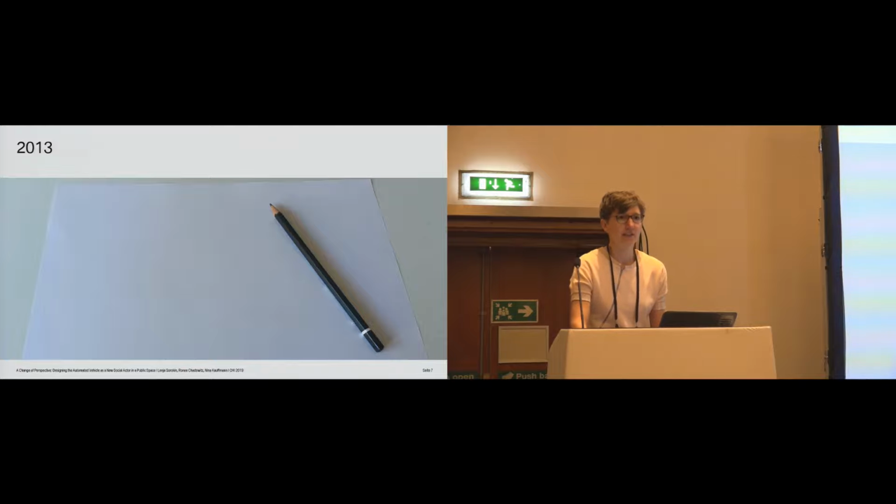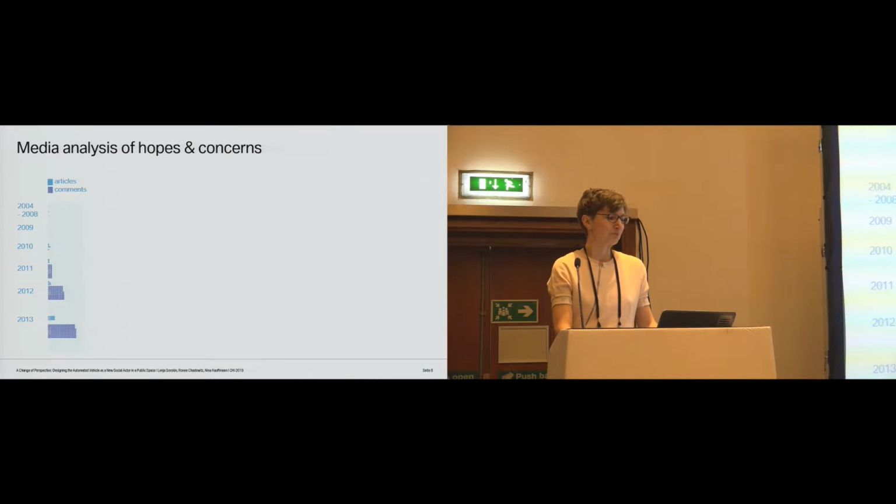In 2013, when we started eliciting user requirements, there were no users to ask because there were simply no automated vehicles on the road yet. So instead of a conventional user study, we investigated the hopes and concerns of the public via an online media analysis. We gathered over 150 articles and nearly 2,000 comments from mainstream German online news.